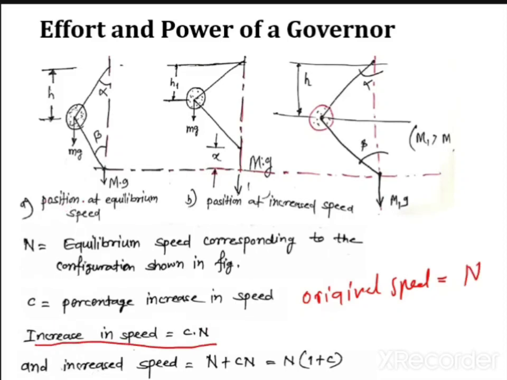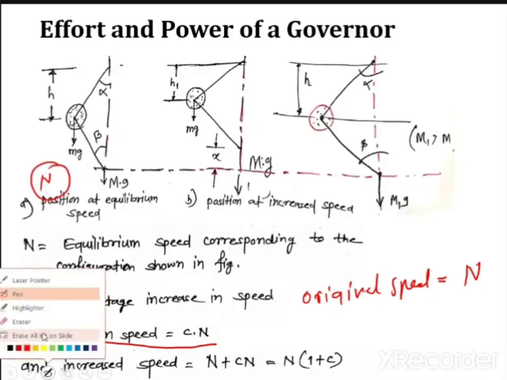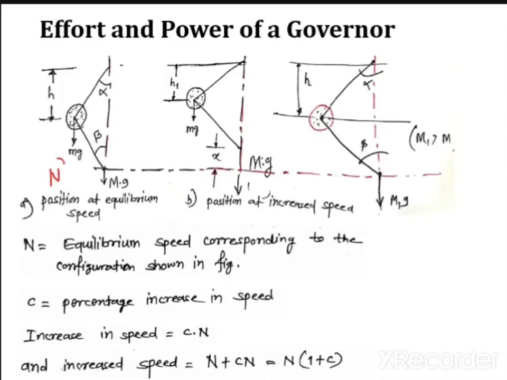See, original speed means what? The speed at position A. तुम्ही एक गोष्ट पाहून लक्षात घ्या. Original speed means speed at position A, and increase in speed म्हणजे काय? c into n. पण total किती झालं? n plus cn. So n into (1 plus c). आता ह्या increased position ला काय झालंय? तुमची sleeve ची lift झाली x आणि height decrease झाले h1.